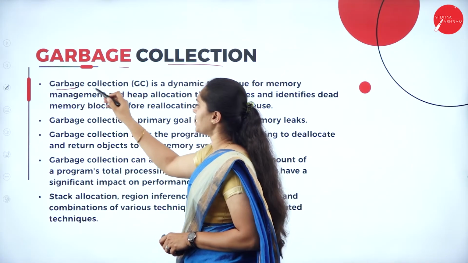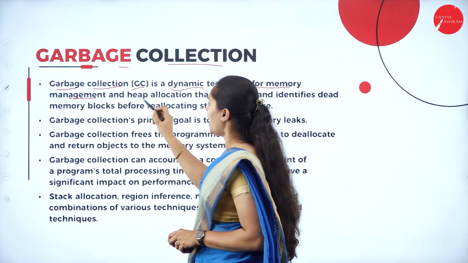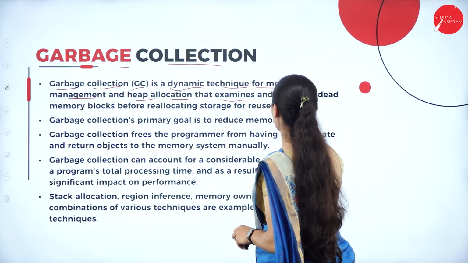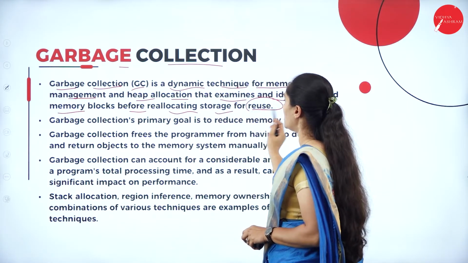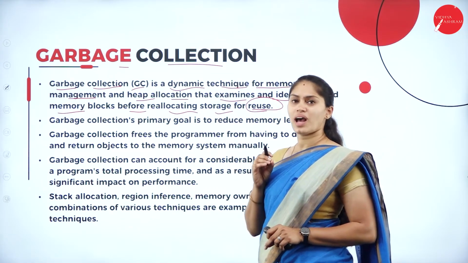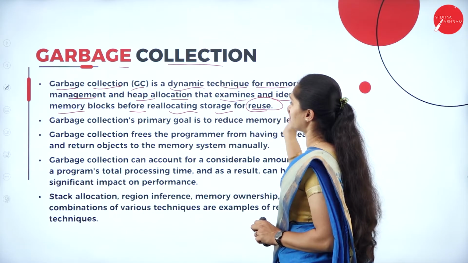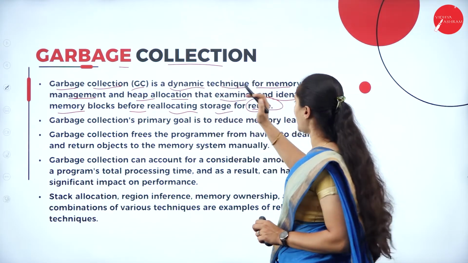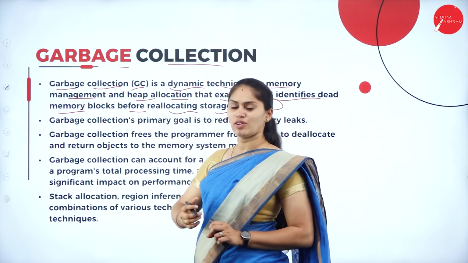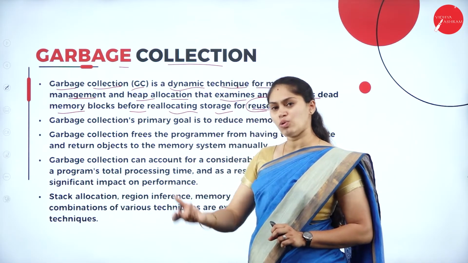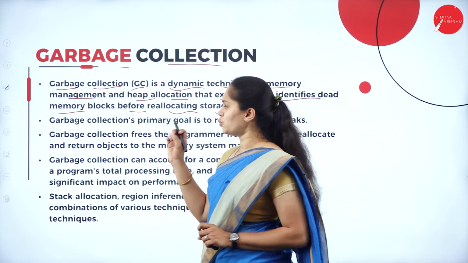So here you can see that garbage collection, GC, is a dynamic technique for memory management and heap allocation that examines and identifies dead memory blocks before reallocating storage for reuse. So, in order to have efficient memory management, garbage collection helps us identify and examine the memory blocks which are free. Then that free memory space is allocated for the resources, or can be allocated for the variables which are in need.